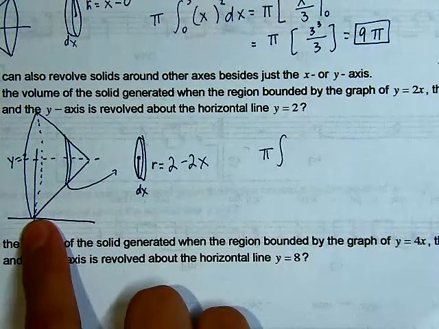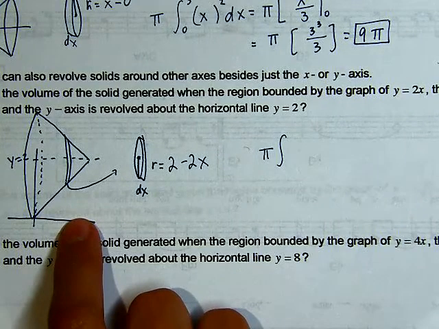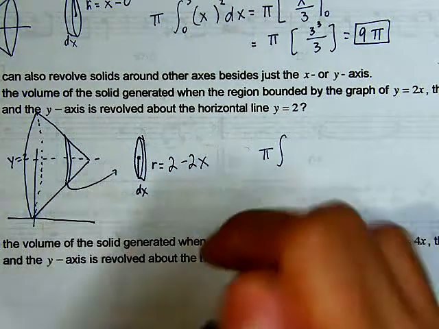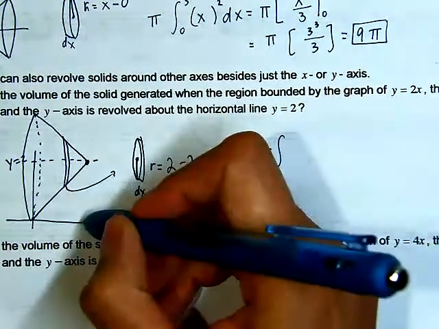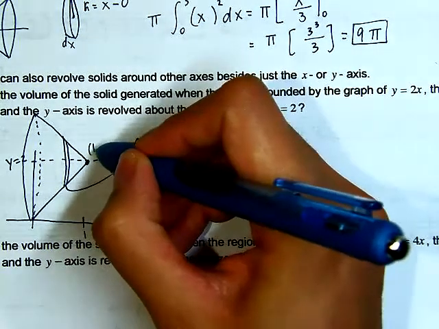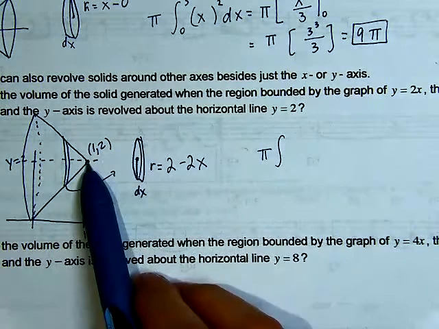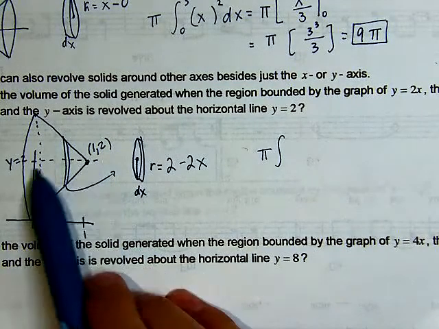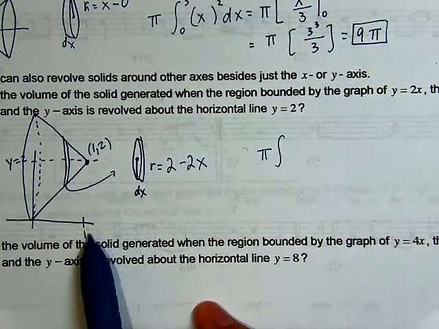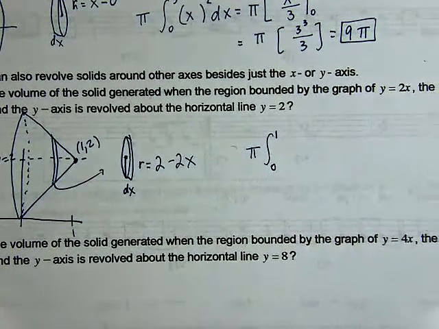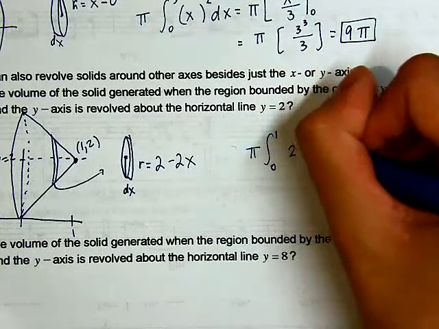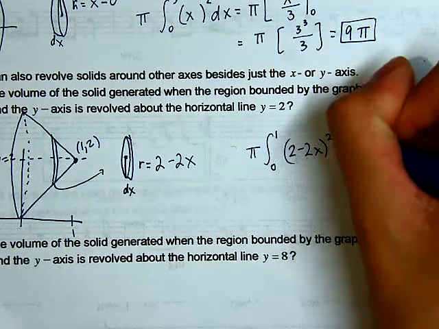My limits are from 0 up to whatever gave me y equals 2. So because this was the line 2x, that means that 1 gave me 2. The point (1, 2) is where I stop rotating the solid. So I'm going to go from 0 to 1. My radius is 2 minus 2x, squared, dx.